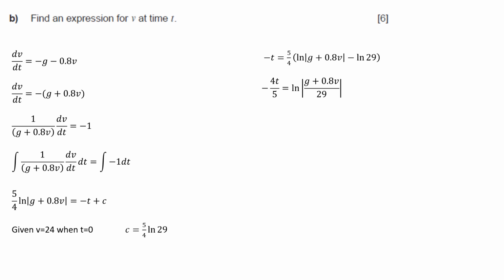So taking inverse logs on both sides, anti-logs if you like. 29e to the, and I've gone to write 0.8 now because it really makes a horrible mess if I try writing 4/5 t there, is equal to g plus 0.8v, and therefore v equals 5/4 bracket 29e to the minus 0.8t minus g, and that's my 6 marks.